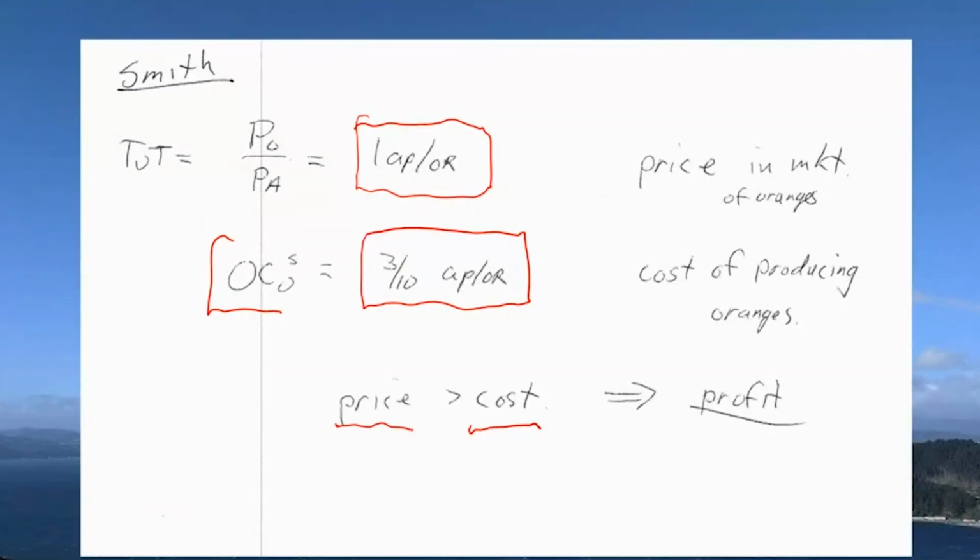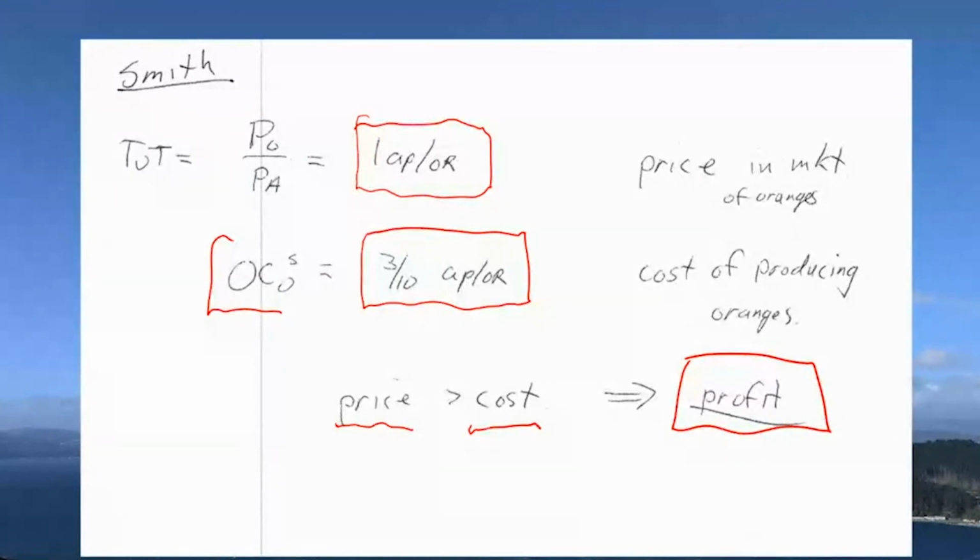Okay, well, this allows him to make a comparison between the price of the good he's producing, oranges, and trading, and the cost of producing it. And he notes that the price is greater than the cost of producing. The price at the market, terms of trade, is greater than the cost of producing it, his opportunity cost. And that implies that he can get a profit if he could produce more oranges.